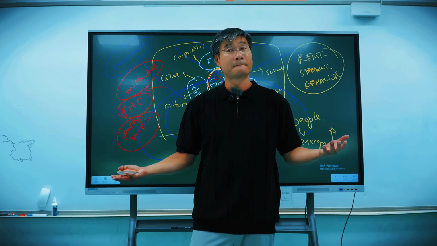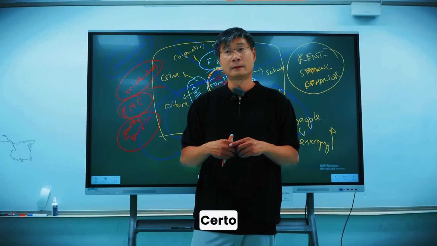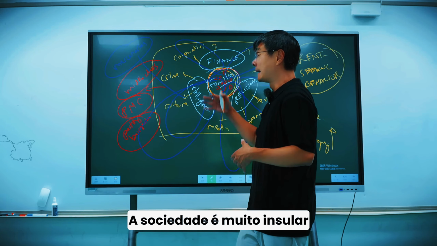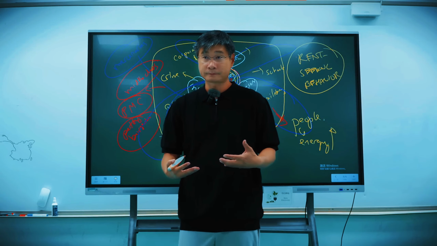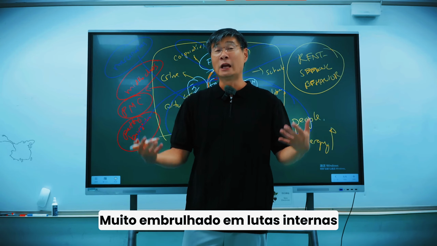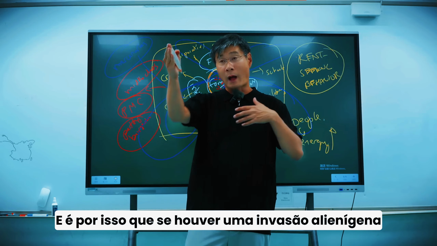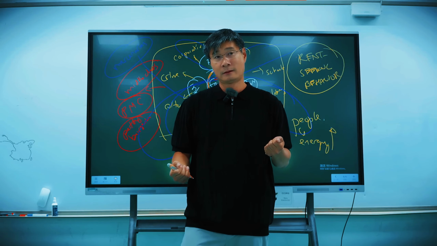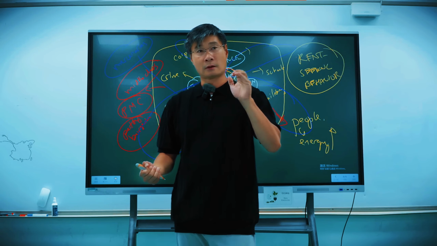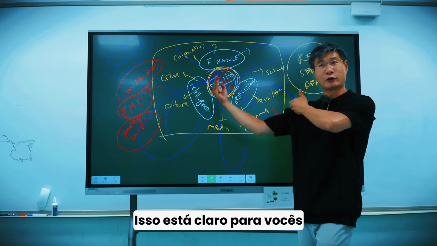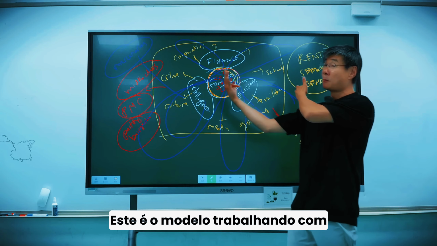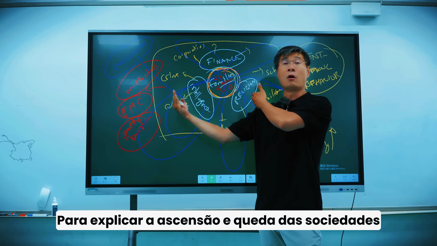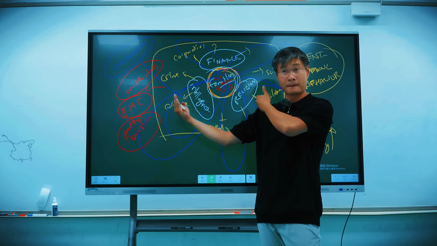All right? So when you reach the collapse phase, the society is much too insular, much too racked with infighting to care about external threats. And that's why, if there's an alien invasion, it really wouldn't change anything. Okay? Is this clear to you guys? Yes. So again, this is the model we're working with to explain the rise and fall of societies.